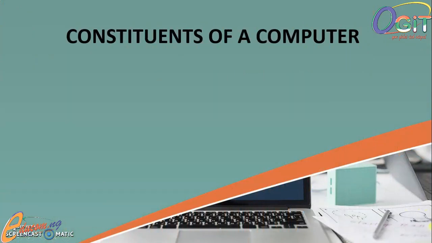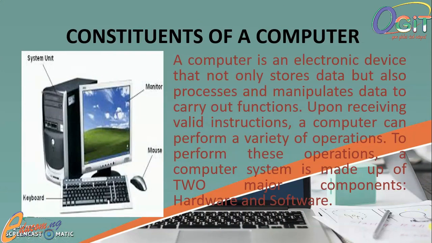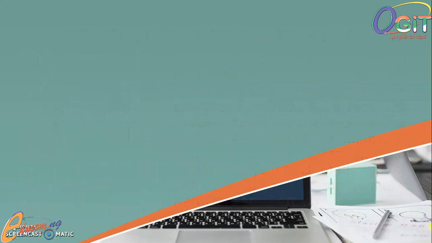Now let's begin. Constituents of a computer. A computer is an electronic device that not only stores data but also processes and manipulates data to carry out functions. When a computer receives a valid set of instructions, it performs varieties of operations on these instructions. And to perform these operations, the computer system is made up of two major components, which are hardware and software.